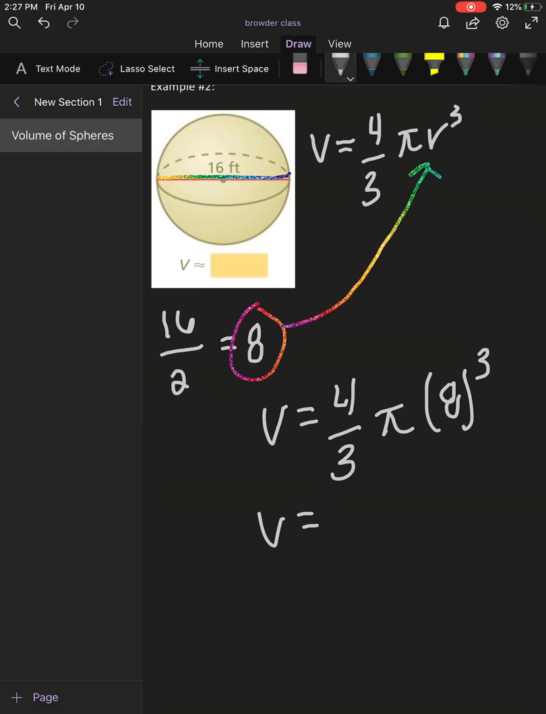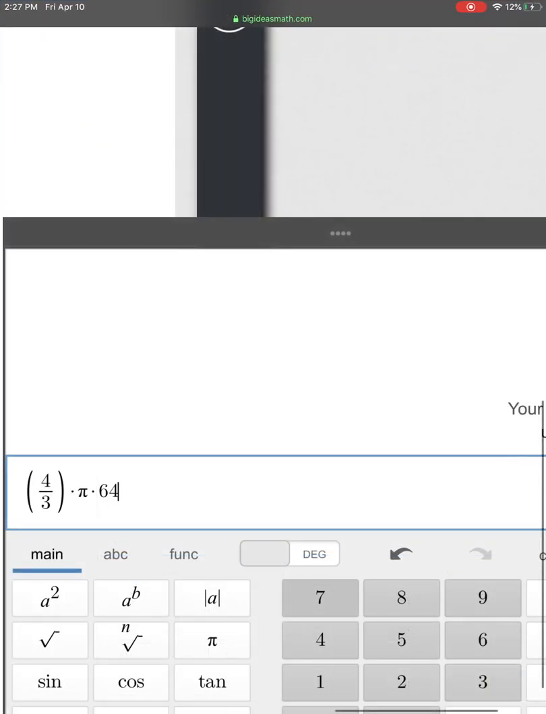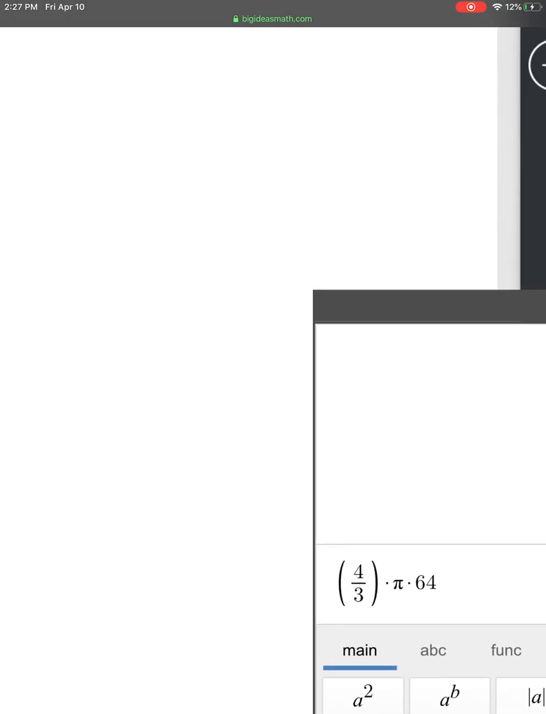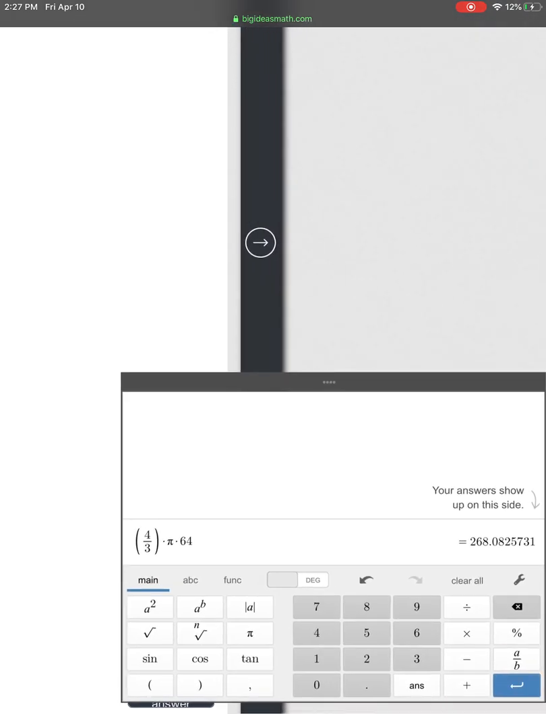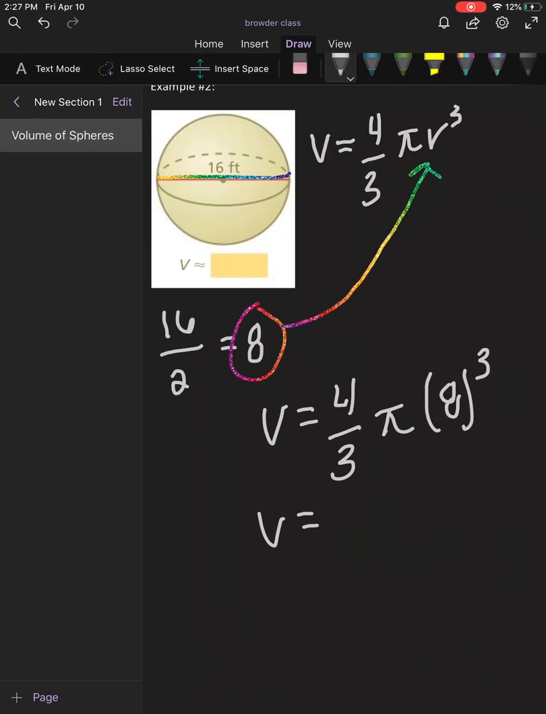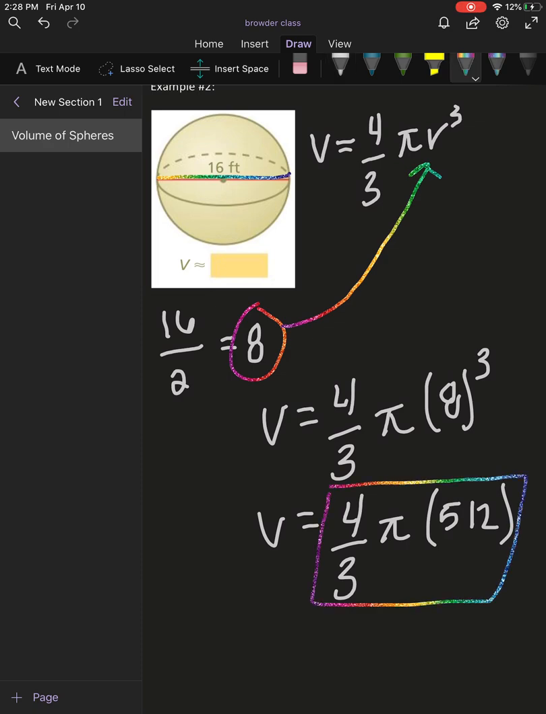So again, I'm going to start by just cubing my 8. We're going to go back to the calculator. Come on, calculator. And we are going to do 8, that little AB button again, and then 3 for cubed, and we get 512. So now we're at 4/3 pi 512. From here, we're again at that point where we can plug all of this into our calculator.